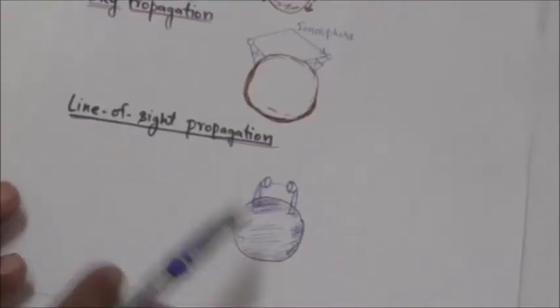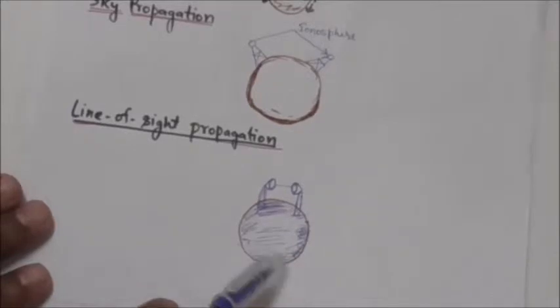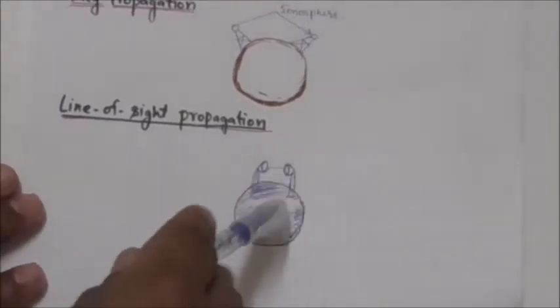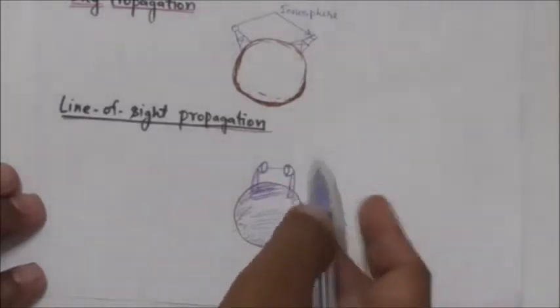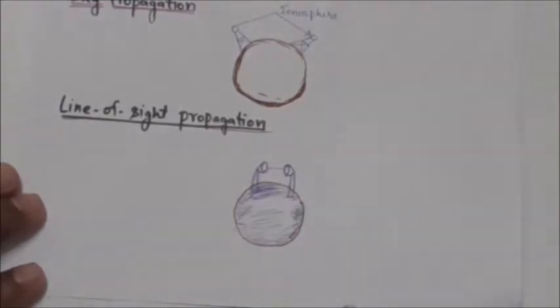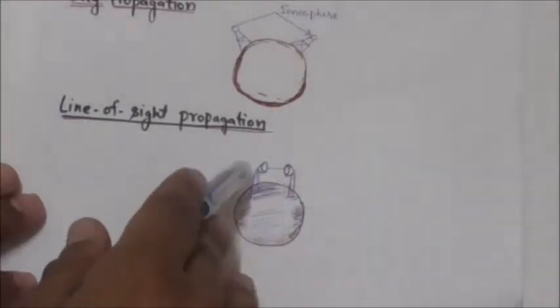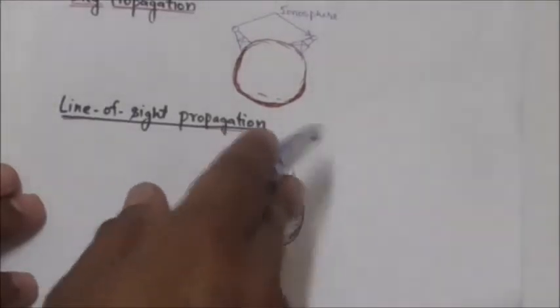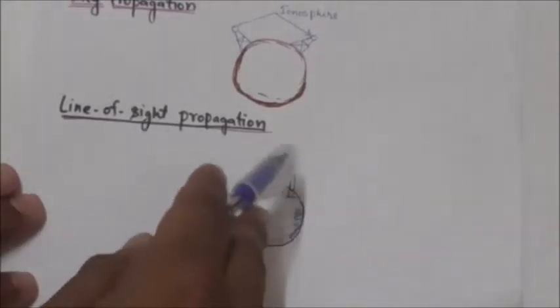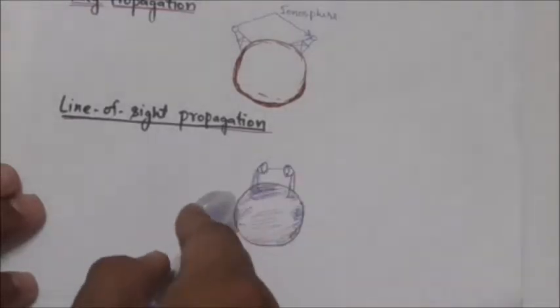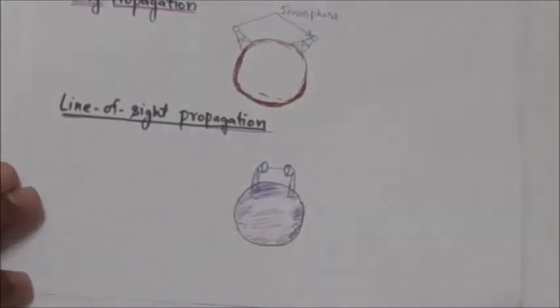Next is line of sight propagation. Now here, what happens in line of sight propagation? Very high frequency signals are transmitted in straight lines directly from antenna to antenna. In this case, antennas must be directional, facing each other, as you can see here in this figure, and these antennas are either tall enough or close enough together not to be affected by the curvature of the earth.